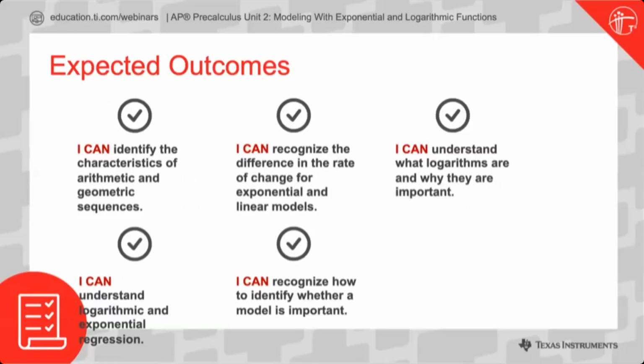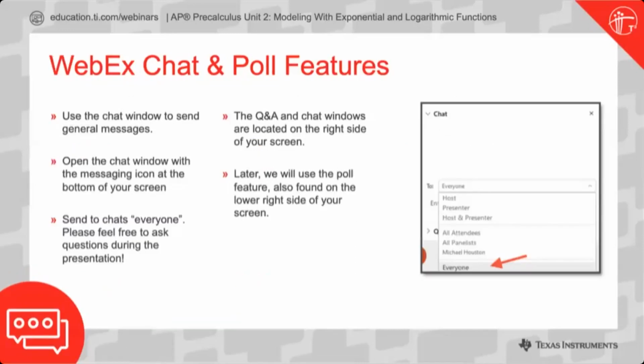Sounds great, Tom. Thank you. And Gail, can you discuss some expected outcomes for tonight? So I think Tom pretty much covered the content, so the outcomes aren't a surprise. We're thinking about arithmetic and geometric sequences and their characteristics. We're looking at a rate of change for both linear and exponential models. We're thinking about logarithms, logarithmic and exponential regression. And we're going to think about how do we know whether we have a model that's a valid model for our data.